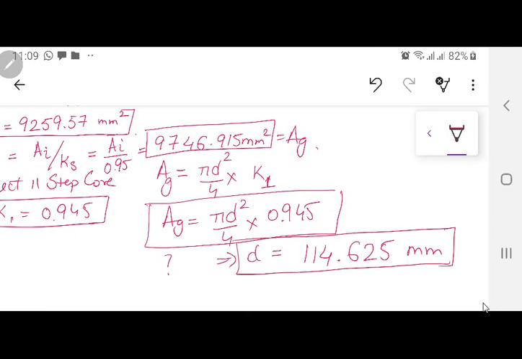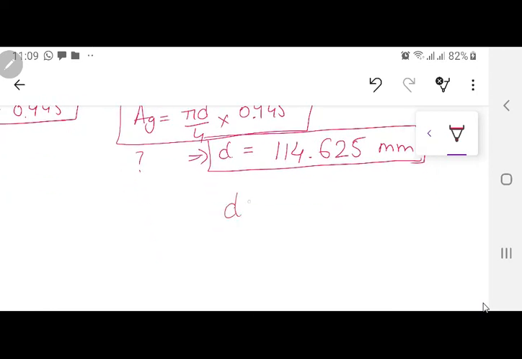Okay, now 114.625. First thing first, I'm not going to take 114.625. I'm going to round it off and call it 115 mm. So this means that the diameter of my circumscribed circle is going to be 115 mm.